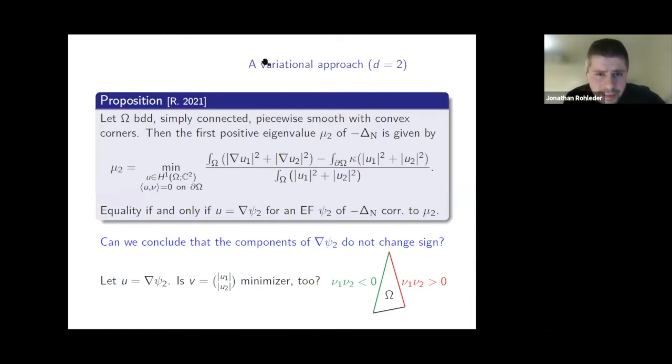And I see some questions in the chat. I think the most urgent one is: is this kappa the mean curvature? So this is all two-dimensional, right? So kappa is just the usual scalar curvature.